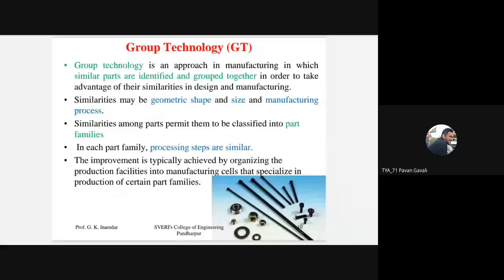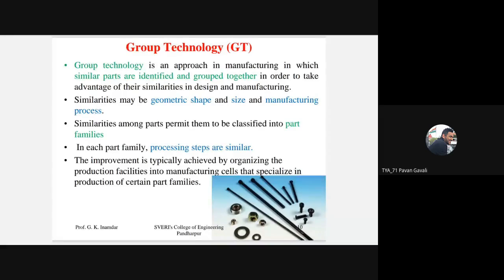Reduction in setup and production time, improvement in machine loading. Machine loading time and lead time are also reduced. Work in progress inventory is also one of the advantages. Simplified production scheduling. What is scheduling? Scheduling is the timetable of that manufacturing. To draw and define the scheduling is also beneficial for group technology. Easy identification and reduction in manufacturing lead time leads to automated process planning.